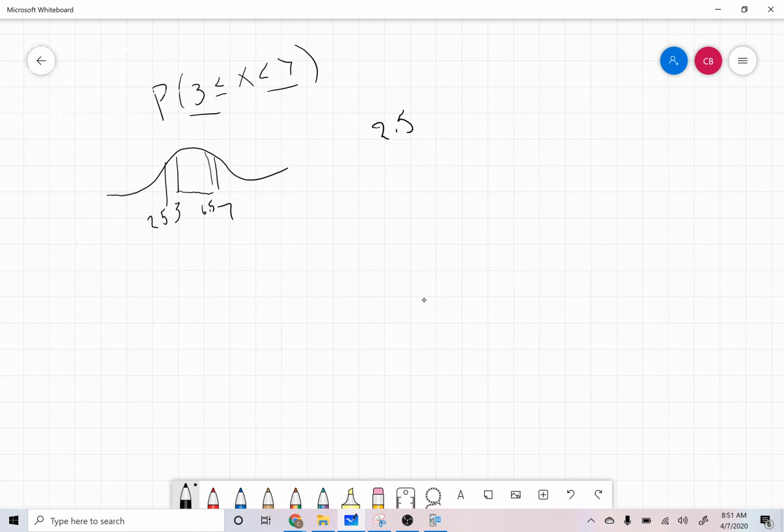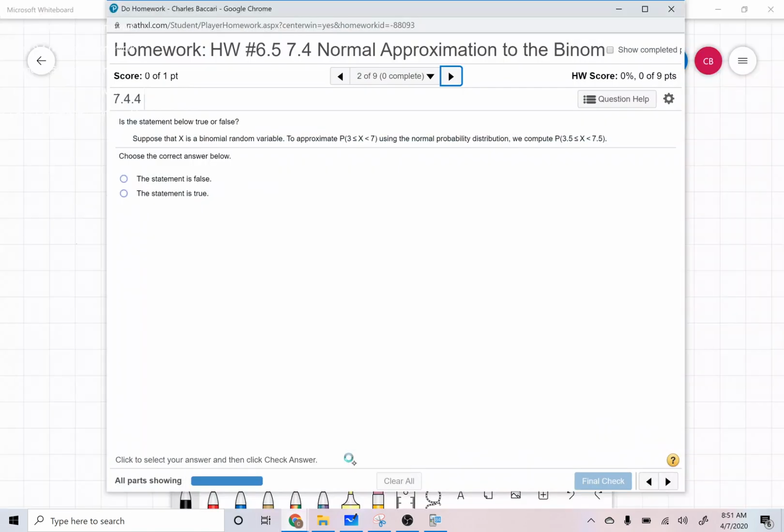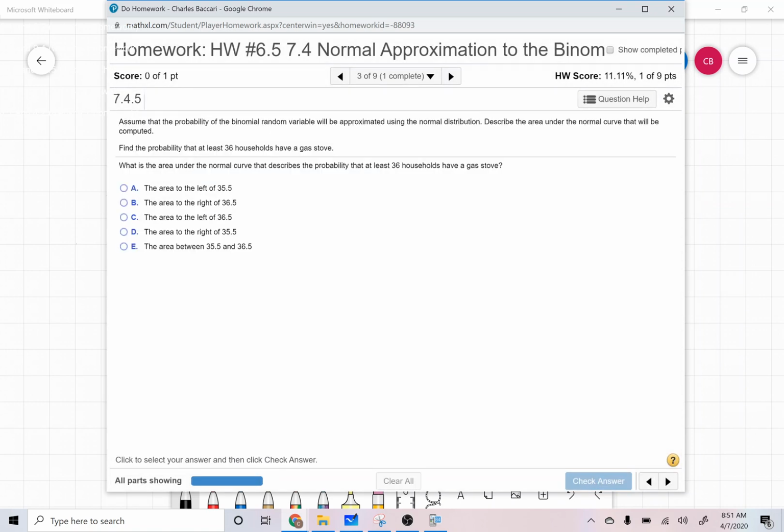You're always just going to subtract 0.5 or add 0.5. And so we want between that and 6.5. And so when we look at the answer, it says between 3.5 and 7.5, so that's false. Check the answer. And next question. So that's the important part, knowing how to round.